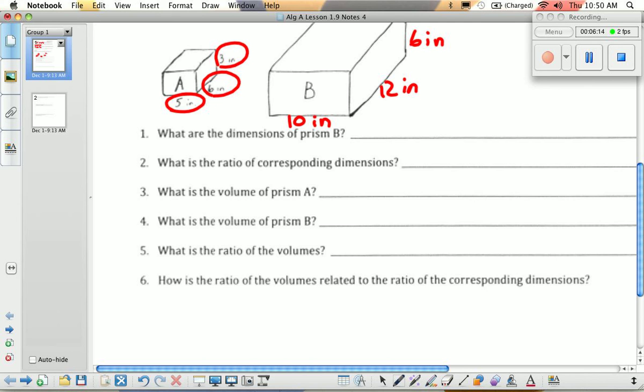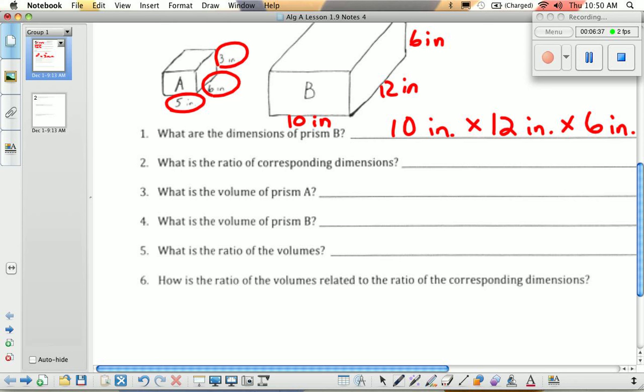So we're going to say it is a 10 inch by, we use little x's like this, by 12 inch by 6 inch. Those are its dimensions. It's a 10 by 12 by 6. The other one was a 5 by 6 by 3.